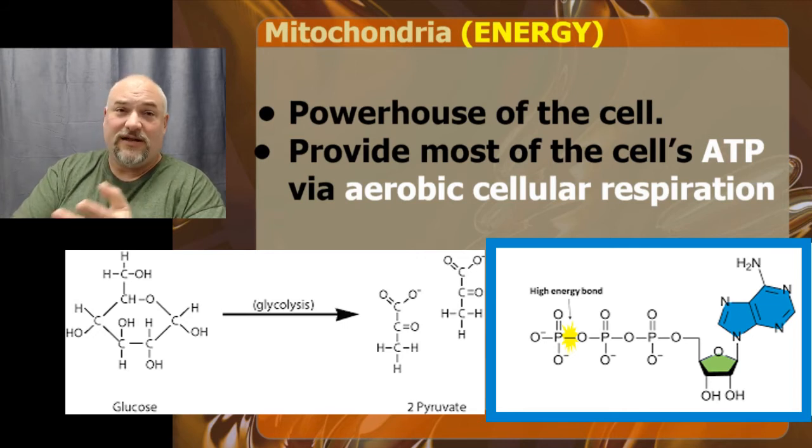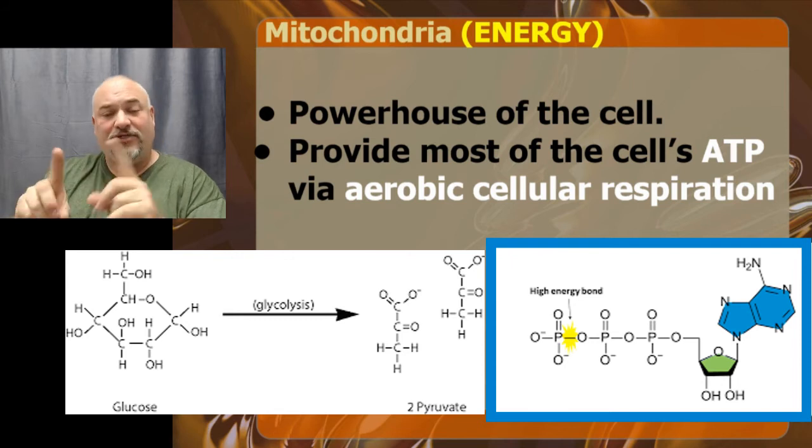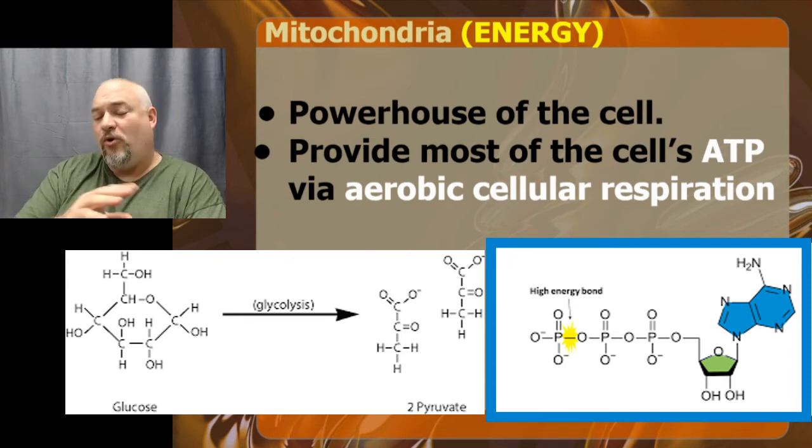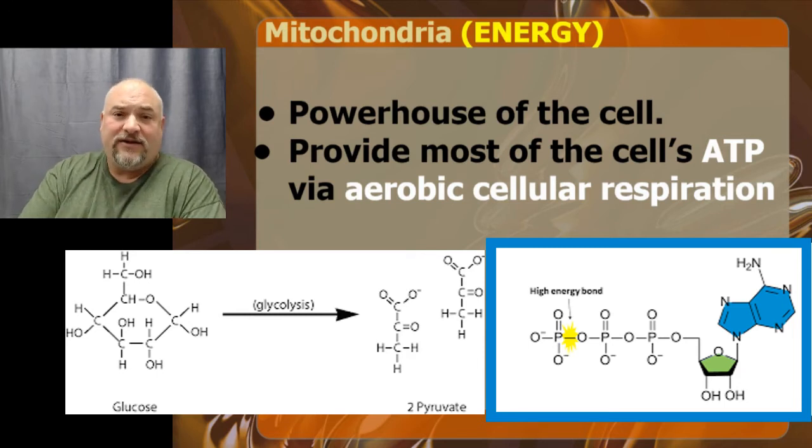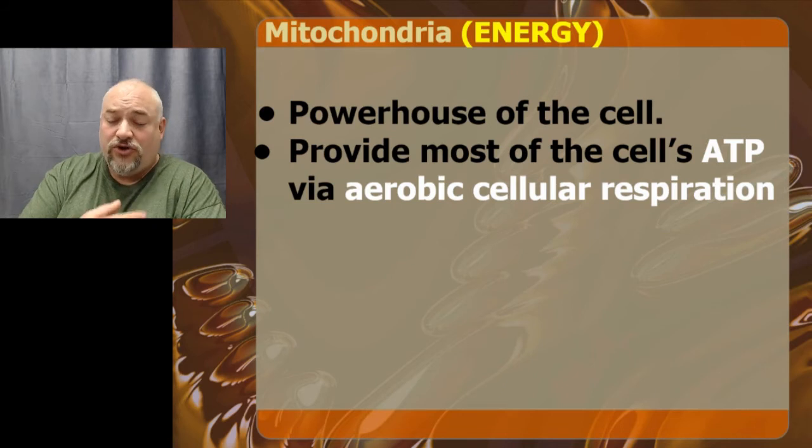So 34 more ATPs from breaking down the rest of that glucose molecule, for a total of about 36 if you go through the whole process of aerobic cellular respiration. And don't worry, we will get into cell energy. There's a whole unit on that later, but just a little reminder from what we've learned before.